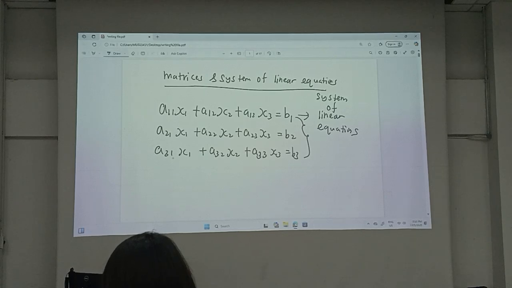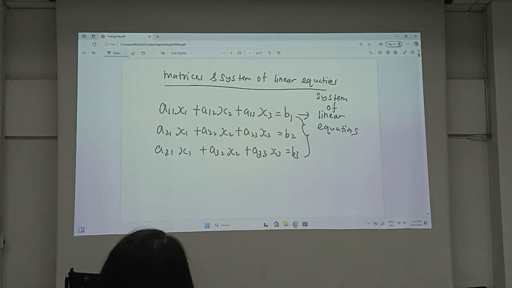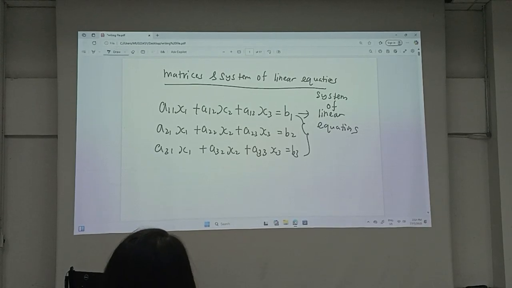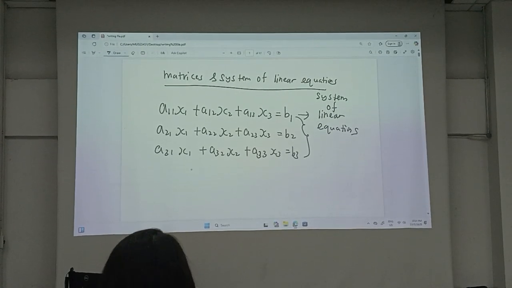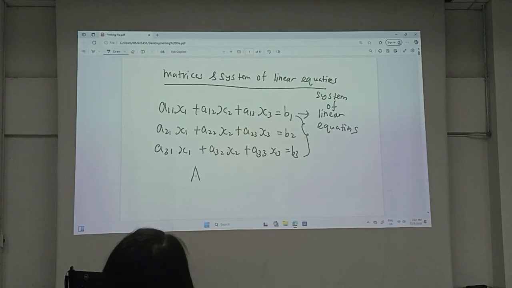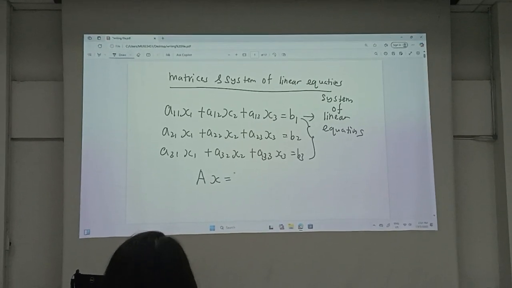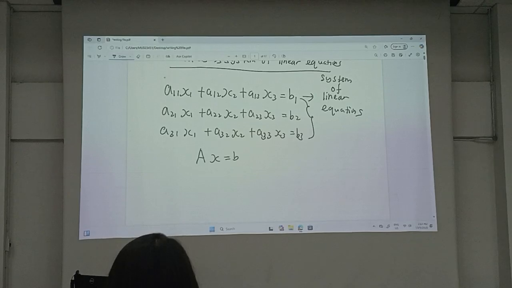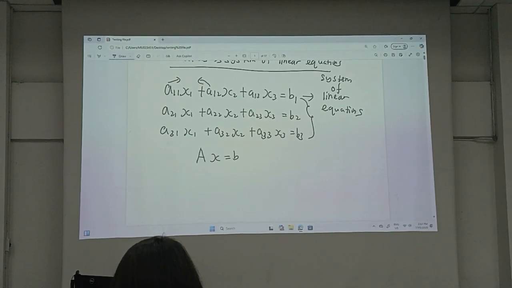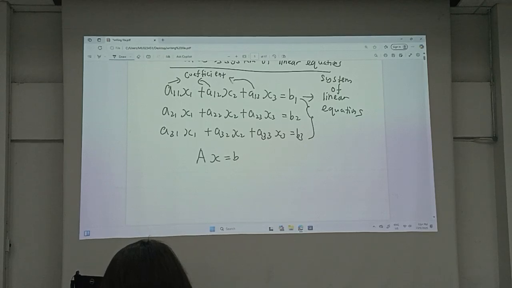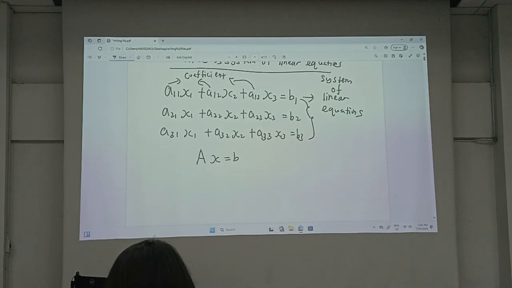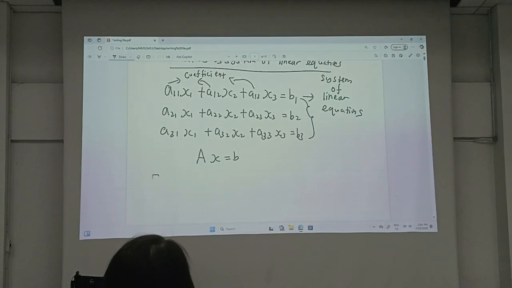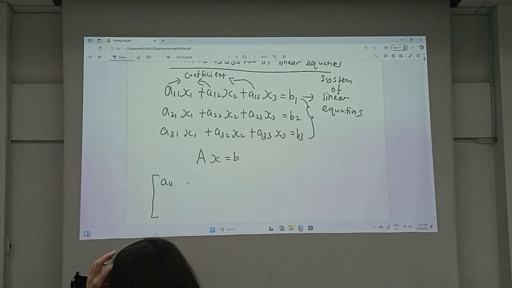In order to solve this system of linear equations, according to the computational method, we need to convert it into a matrix form. The first matrix form is A times X equal to B. So what does it mean? All the A's here are constants, so we call them coefficients.